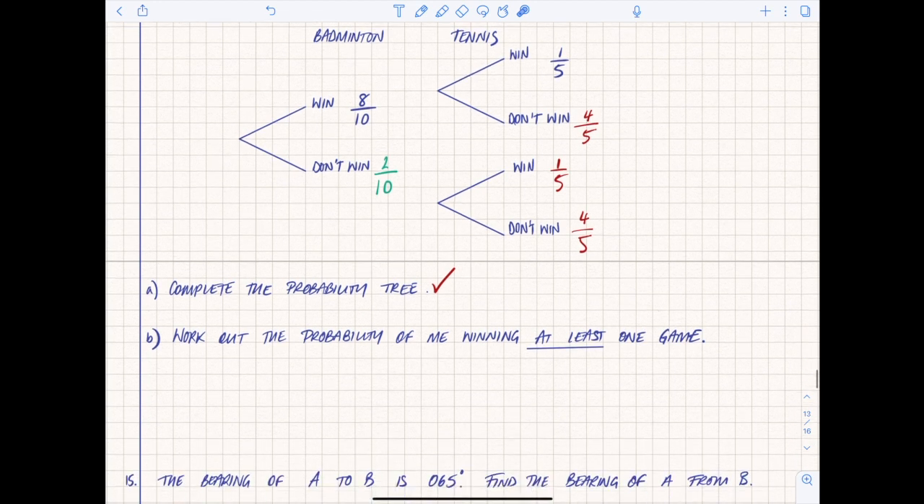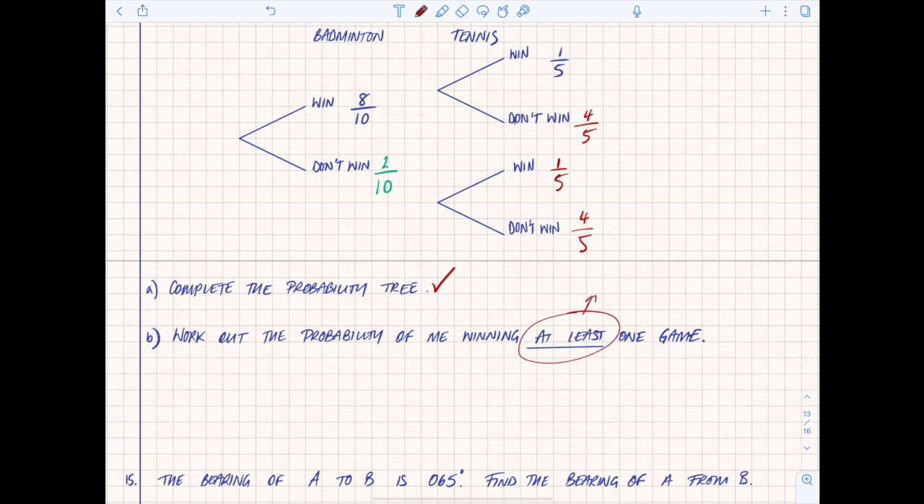So what we're now going to do is look at this second part to the question, which is a little bit harder. It says, work out the probability of me winning at least one game. Where it says at least one game, I need to think about all my possible routes. So at least one game means I could win, then win. I could win, and then not win. I could not win, and then win.